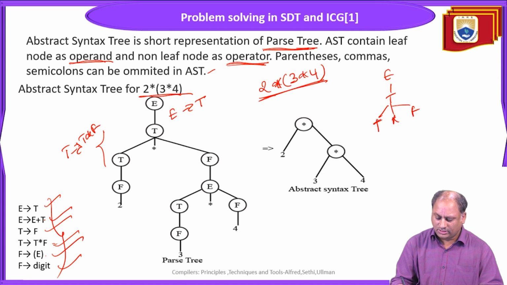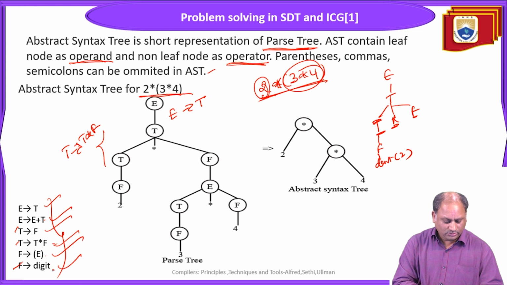Now what does T contain? T contains either F or T star F. So I may write T derives F. Why? Because F contains digit, so I may go to the digit with number 2. And star remains as it is, and F. F is to be expanded further.